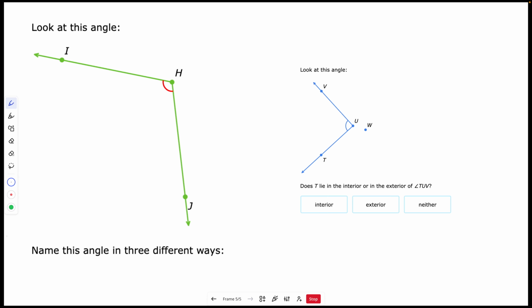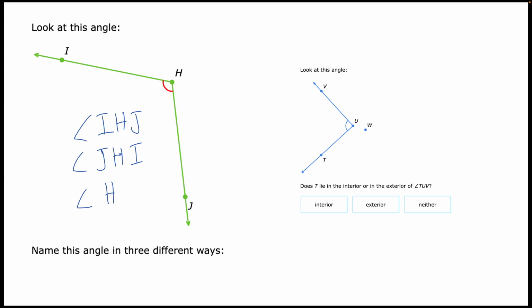Okay, now that you've had time to work these problems, let's check your solutions. Okay, for the first problem, here are the 3 ways to name the angle. And for the second problem, you should have said that it is neither, because it said, does T lie on the interior, exterior? Well, T is on the angle.